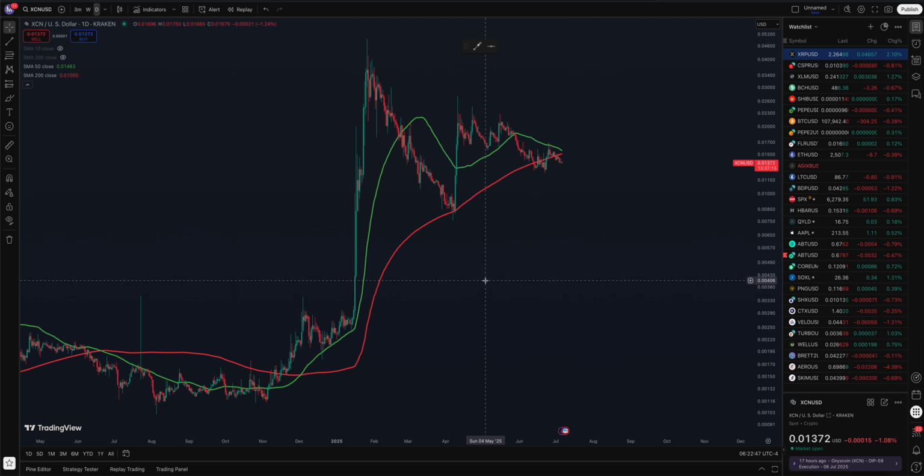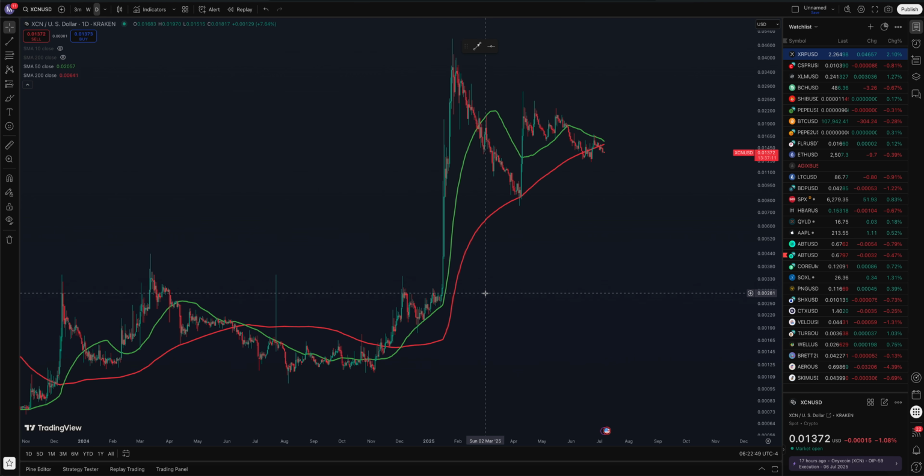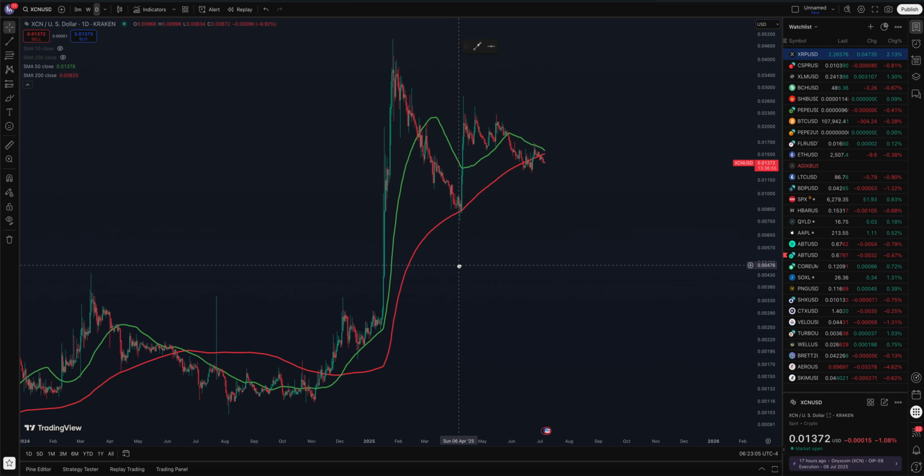Taking a look here at the charts, this thing has gone on a monster run since back in a sideways market in September, October, November, December, basically kicking off 2025 here to the upside. And we are basically creating a very, very large pennant pattern.